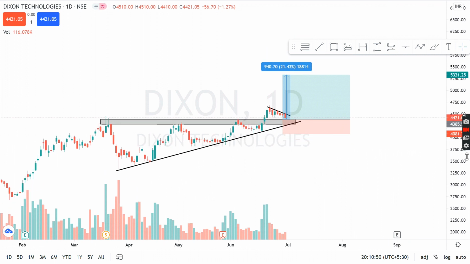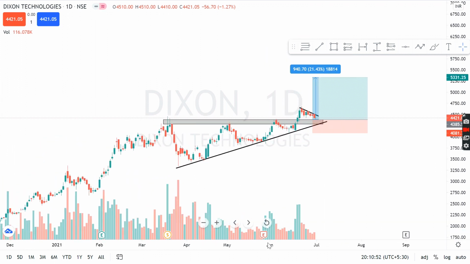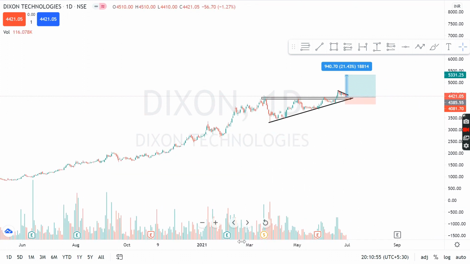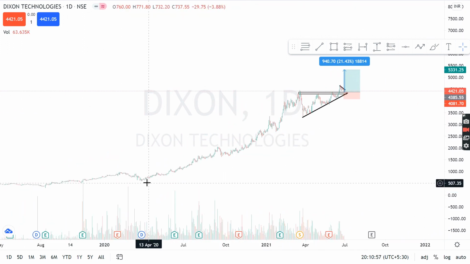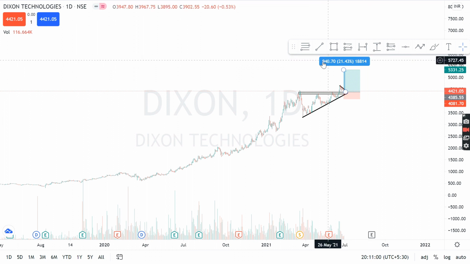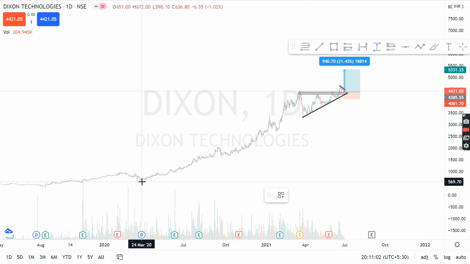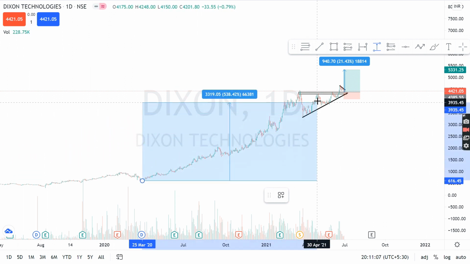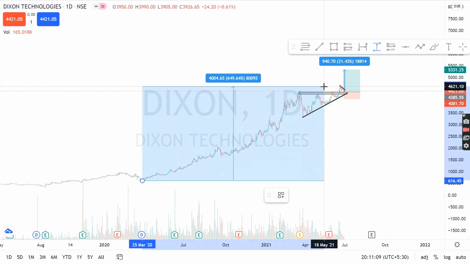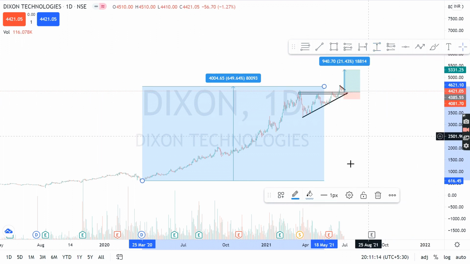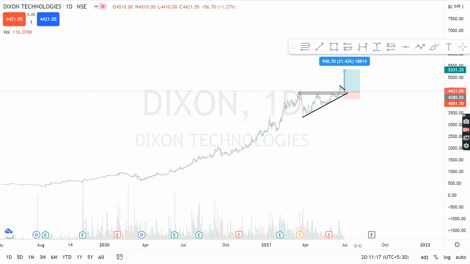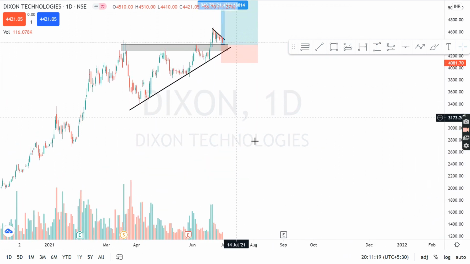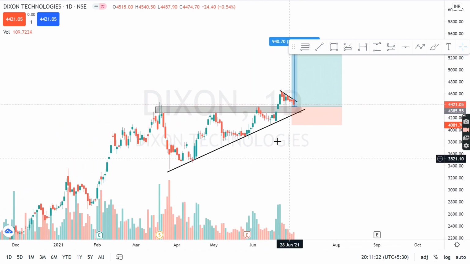One more thing you have to keep in mind is that on the daily time frame the stock has moved like anything. From approximately March 2020, after the COVID situation and the lockdown, the stock has moved approximately 650%. So the stock has already stretched so much that there's a possibility we can see profit booking anytime.